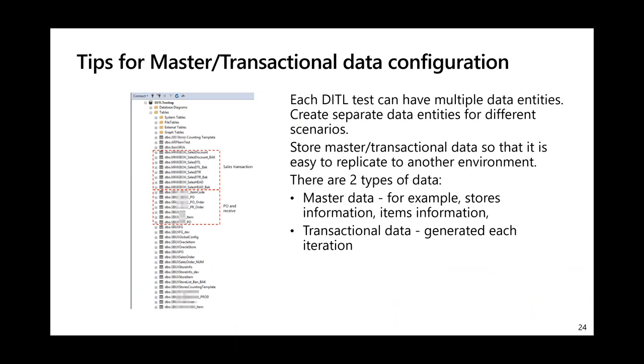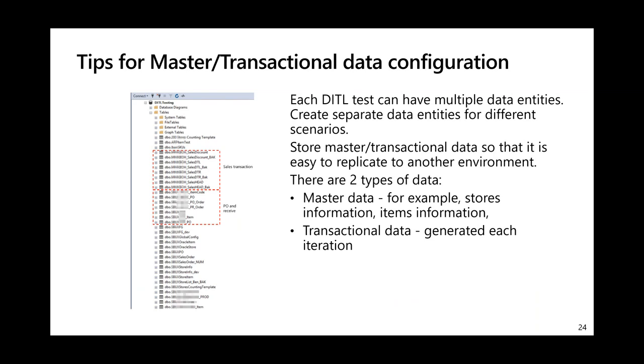And these are the tips for the data configuration. Again, in this case study, I have stored all of them by different data entities in tables. For example, I have a set of sales tables for the sales transaction, item, discount, payment, and another set of data entities for the PO and PO receiving. So there are about two types of data in my case.